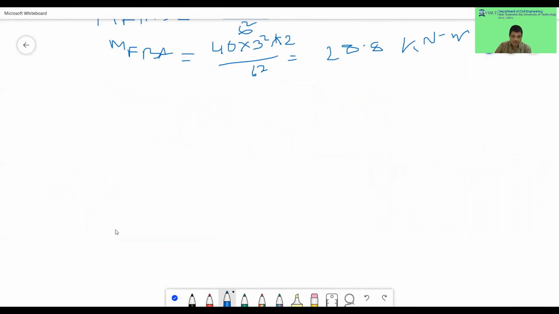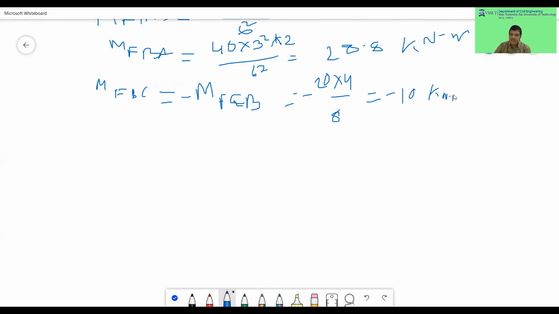Now we'll go for MF CD. Because of the center, you can find MF BC, minus MF CB. One is opposite to the other. That is equal to minus WL by 8. Minus because it is simply supported, fixed on both ends, with load at the center. So WL by 8, that means 20 into 4 by 8, which comes out to be minus 10 kilonewton meter.